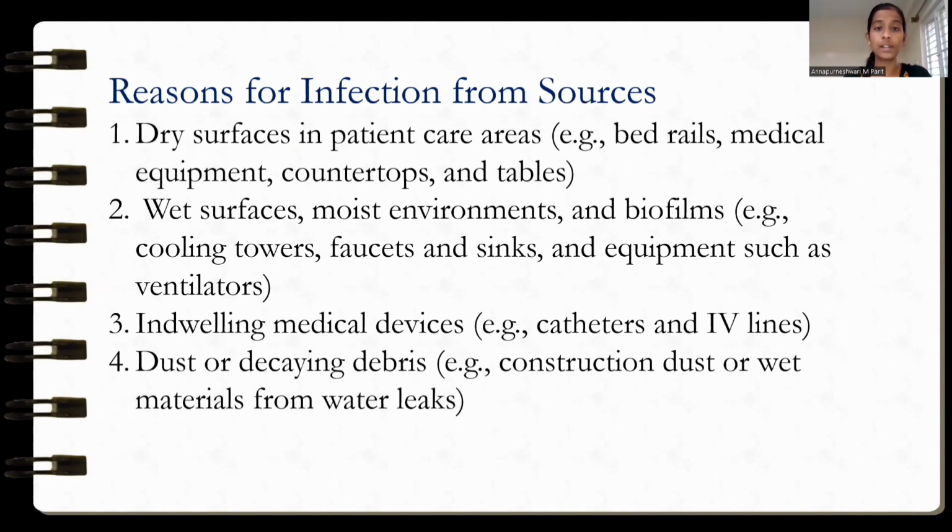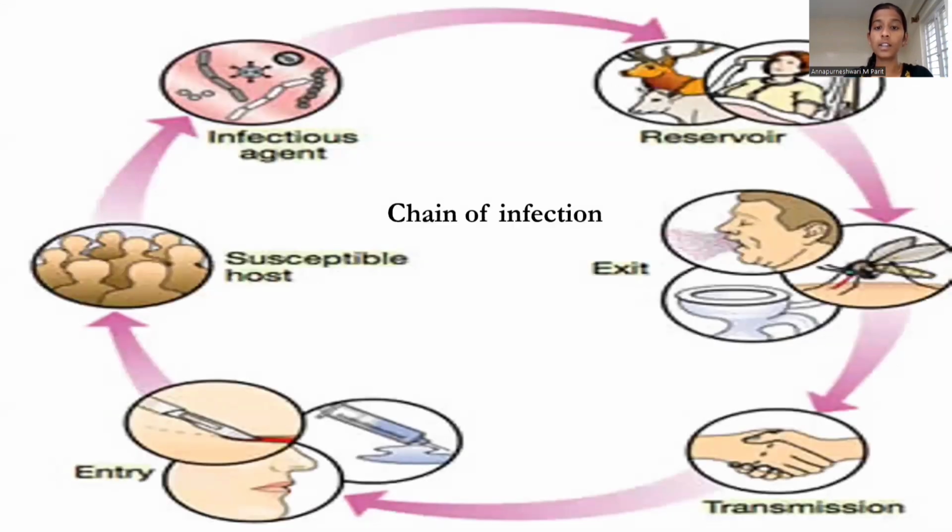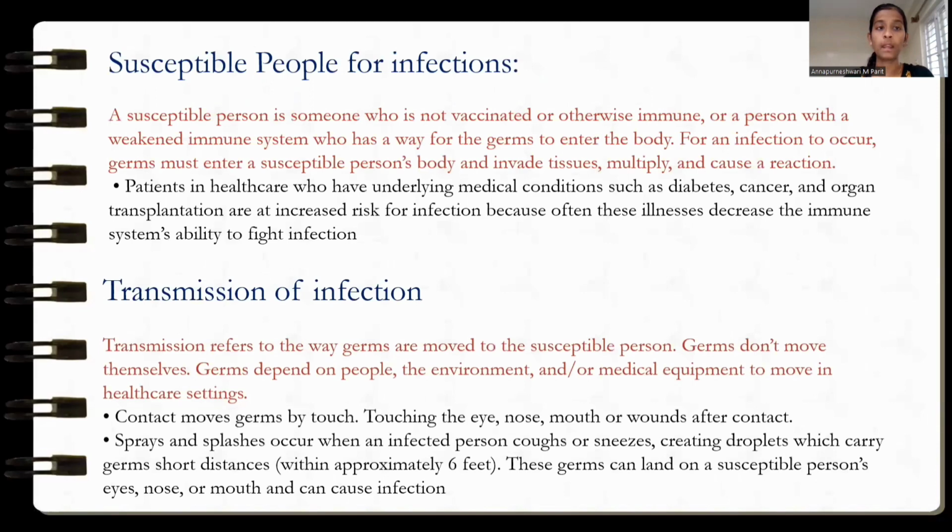Dry surfaces in patient care areas, that are bed rails, medical equipment, and tables. Wet surfaces, moist environments, and biofilms. Examples for these are cooling towers, sinks, and equipment such as ventilators. Indwelling medical devices, dust or decaying debris. This is the chain of infection.